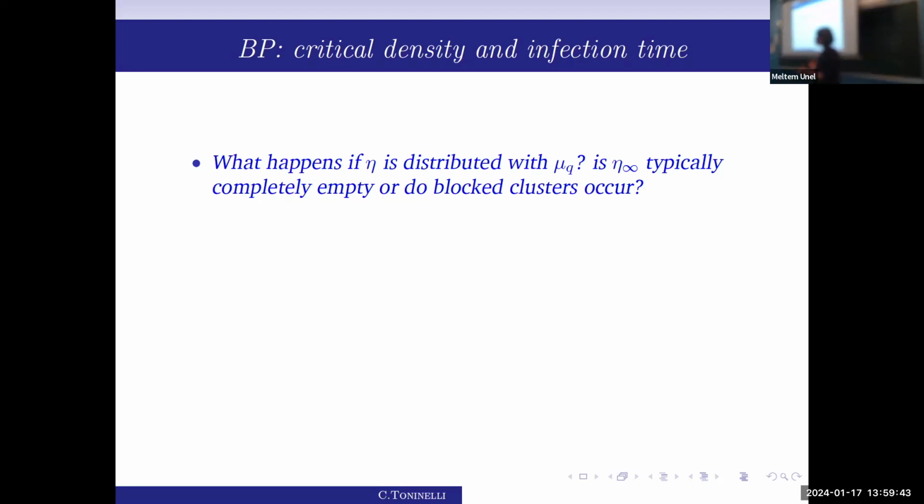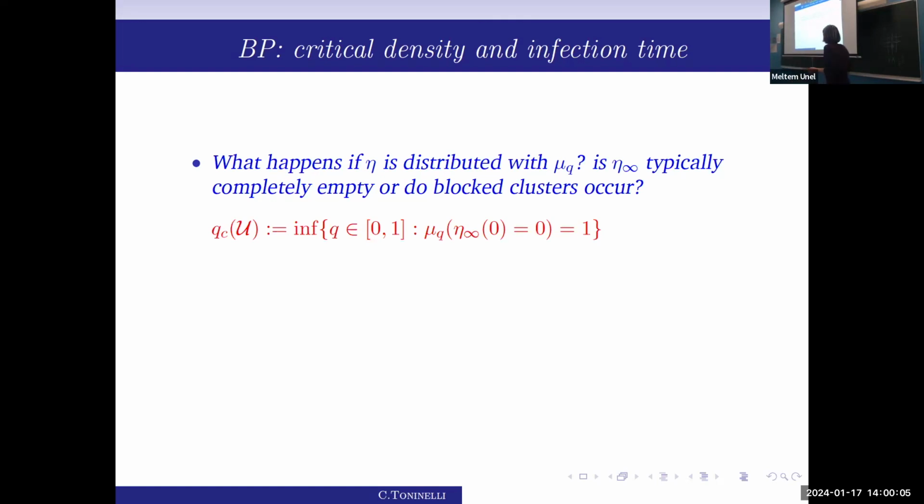And the answer is, well, it depends on the constraints. For some constraints, there is a percolation transition for these blocked structures. For others, there is not. And this is a question which can be completely answered in the framework of Bootstrap percolation, because it's a question just on the blocked clusters. And it had already been investigated.